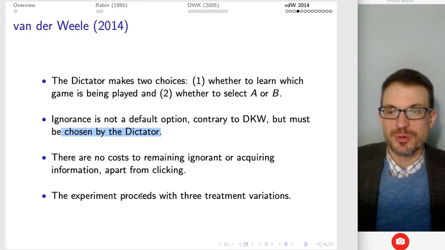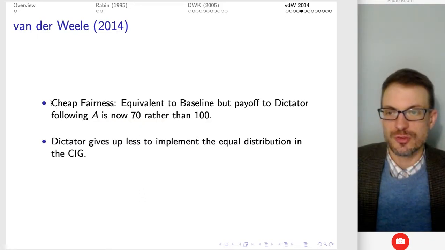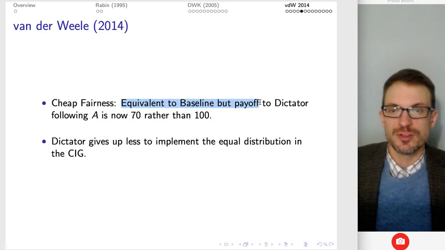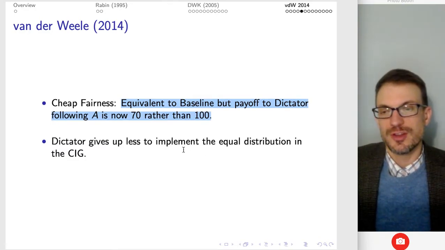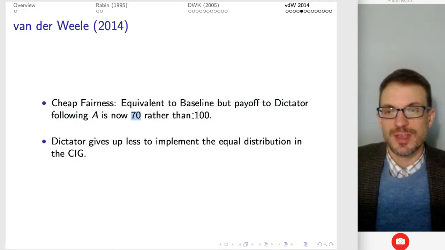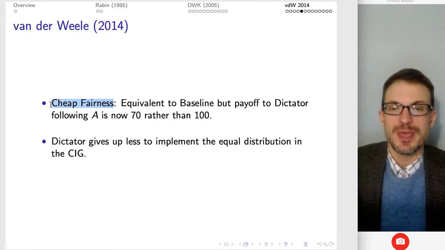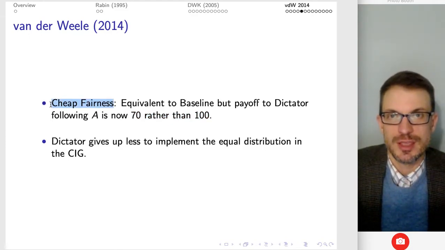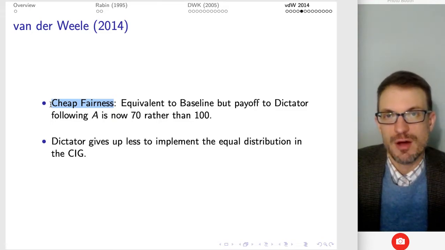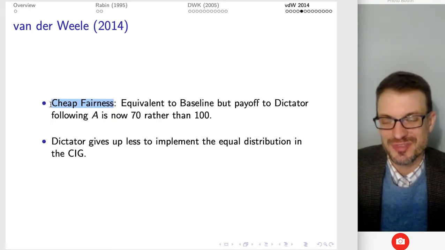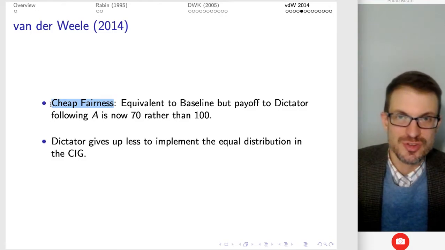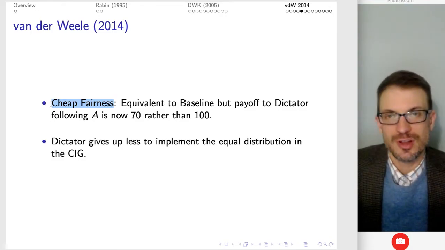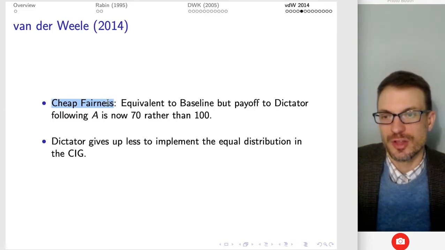Anyway, so the experiment proceeds with 3 treatment variations. So we have cheap fairness, so equivalent to baseline, but the payoff to the dictator following A is 70 rather than 100. Why does this make it cheap fairness? Well, the baseline payoffs have the dictator getting either 100 or 60. Now if you make the dictator's best payoff 70, so they're choosing between 70 and 60, it doesn't cost them much to go to 60, right? So that's why it's called cheap fairness.